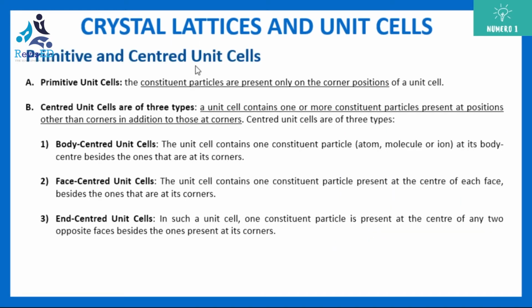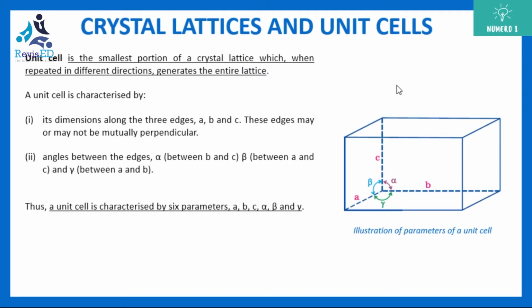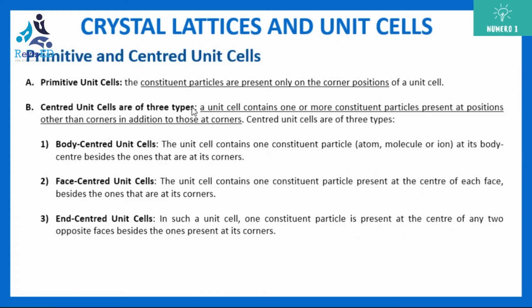Now we will focus on the following crystal lattices: primitive and centered unit cells. So a primitive unit cell means the constituent particles are present only at the corner positions. So you see that this is a corner position, this is another corner, corner, corner, all these are corner positions. So if the constituent particle is present only at the corner positions, it is called a primitive unit cell.